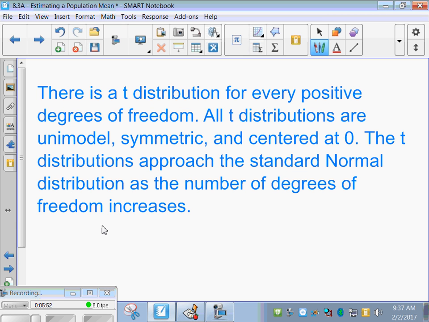All right? So anyways, here's the differences, and you guys should make note of these. There is a t distribution for every positive degrees of freedom. All t distributions are unimodal, symmetric, and centered at 0. It actually looks really similar to the normal curve. And the t distributions approach the standard normal distribution as the number of degrees of freedom increases, meaning as your sample size increases. It gets closer to the normal distribution, all right? But we're going to have a lot more accuracy using the t statistic.